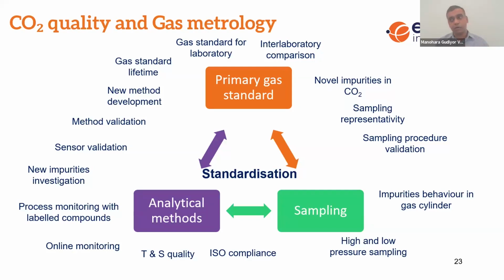Once we develop a method, you need to validate it. Once you validate, you then need to look at the various sensors or analyzers that have been put forward for measuring CO2, and validate them. This is an emerging field, and we've been looking at various scenarios and various CO2 streams. You do get various impurities which were not known to us before, or which were not important before, but they become important at some point of time. So then we need to do this exercise again. So this is a cycling loop.